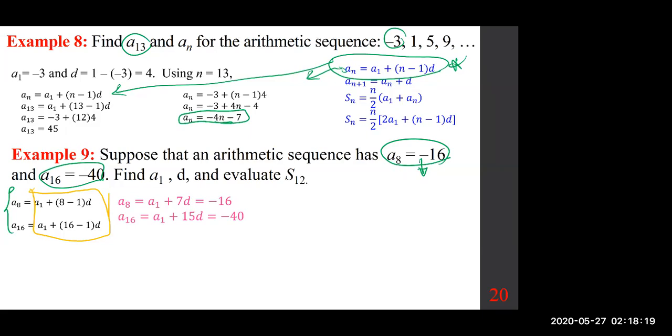All you have to do is keep either the first or the second equation and multiply the other one by negative 1 to get rid of a sub 1. So I hope you see what's going on. We are keeping the first one. We are multiplying the second one by negative 1. Anyways, a sub 1 and negative a sub 1 cancel each other. We have 7d and minus 15d. We add them up. We have negative 16 and positive 40. We add them up. Okay? And we end up with d being negative 3.